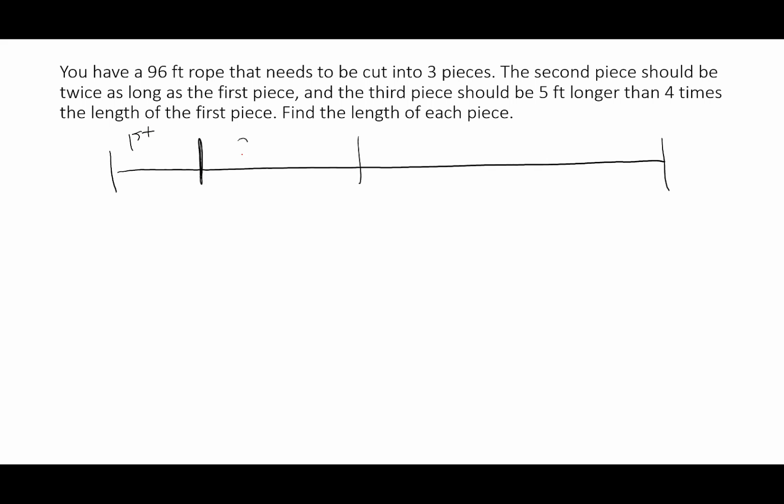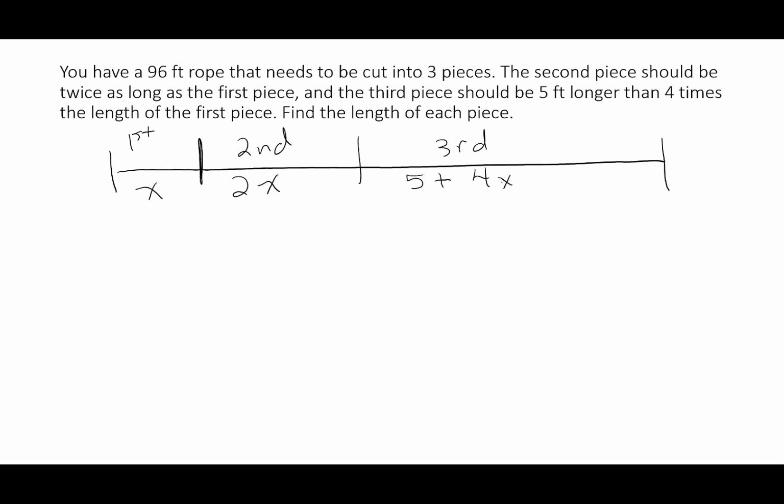Here's my second piece. And then here's my third piece. When you're looking through, the second piece should be twice as long as the first piece. So we don't know what the first piece is. Let's call it x. Then twice as long would be 2x. Then the third piece should be 5 feet longer. So let's say that's 5 plus 4 times the length of the first piece. So let's say that's 4x.